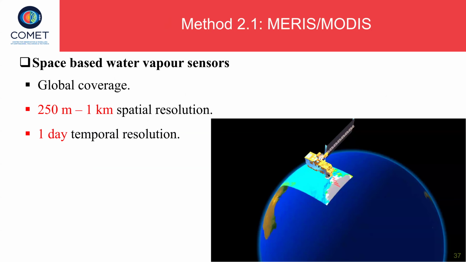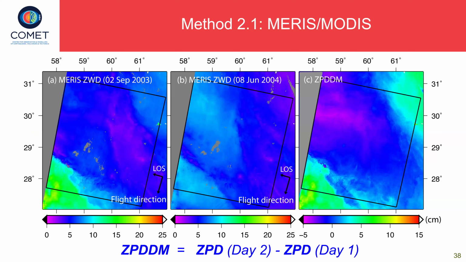The first one comes from the satellite-based space-based water vapor sensors. It has a global coverage, around 1 kilometer spatial resolution, and a 1-day temporal resolution. This is a map showing the MODIS satellite, I guess. And this satellite directly measures the water vapor content in the troposphere, so it can directly produce water vapor maps or correction maps for our InSAR atmospheric correction. This is an example. The water vapor map from the first date and the second date, and then the difference map, which is the correction map for InSAR atmospheric correction.